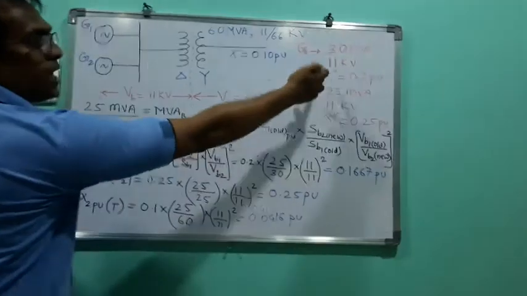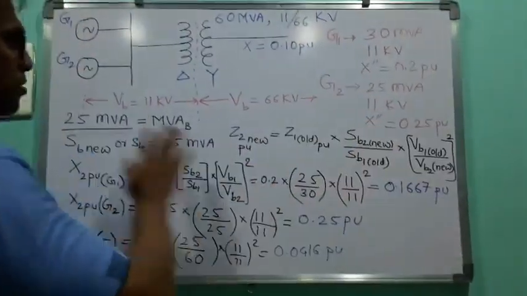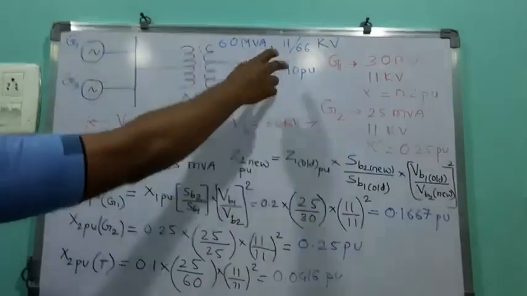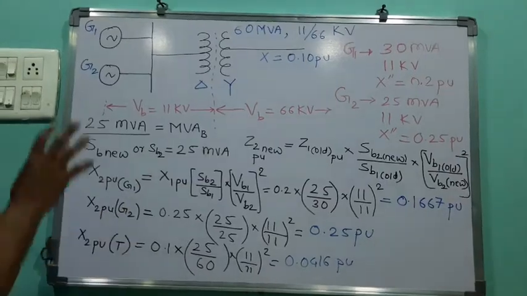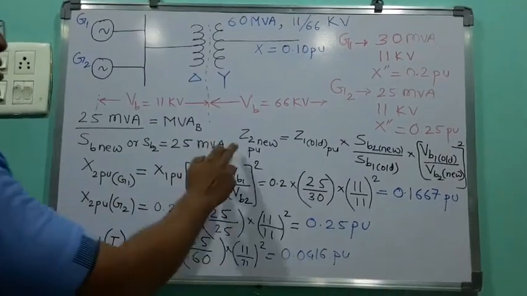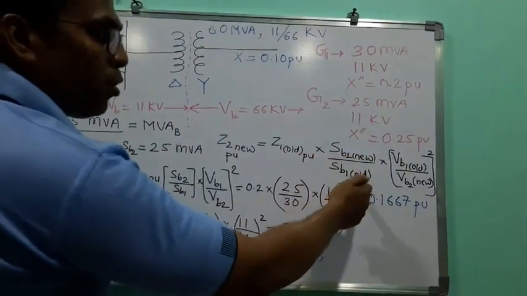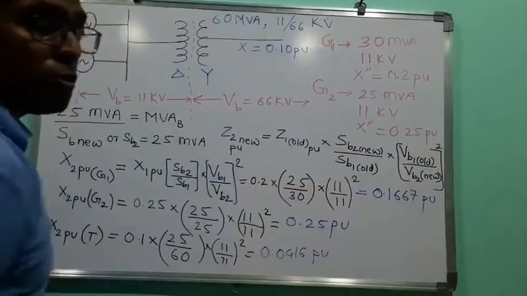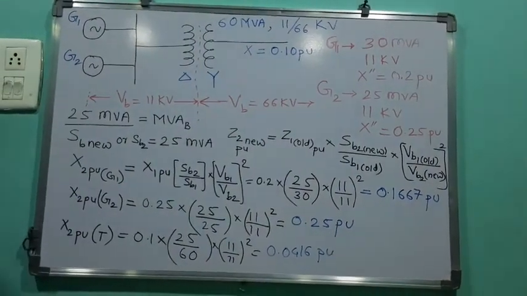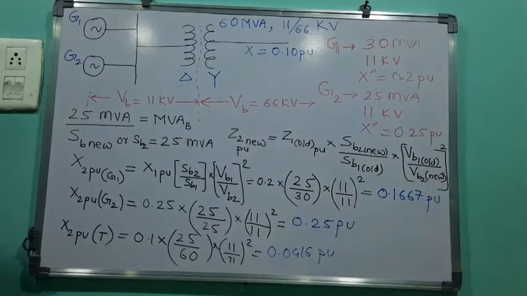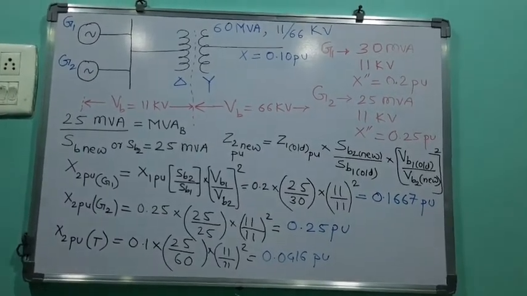G1 rating is given like this: 30, 11 and 0.2. Then G2 has rating 25. This we are given. We are divided into two sections, so we have to convert that 66 divided by 11. The formula is z2 per unit equals z1 old per unit times SB2 new divided by SB1 old, times VB1 old divided by VB2 new. In this way you calculate the new value of x2 for generator 1, generator 2 and the transformer.